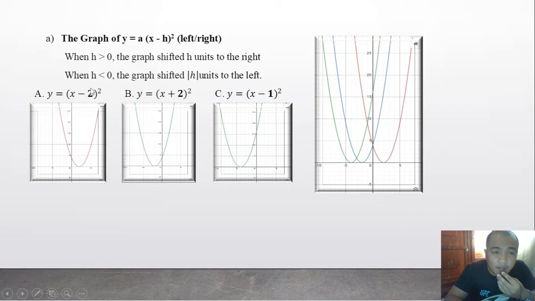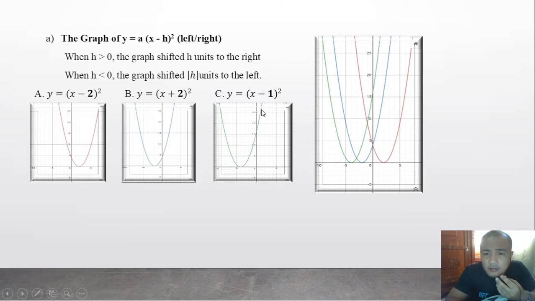kasi h is positive, h greater than 0, whereas in letter B, h is less than 0, negative 2. So the graph is shifted 2 units to the left this time. So from the origin, it was shifted 2 units to the left.